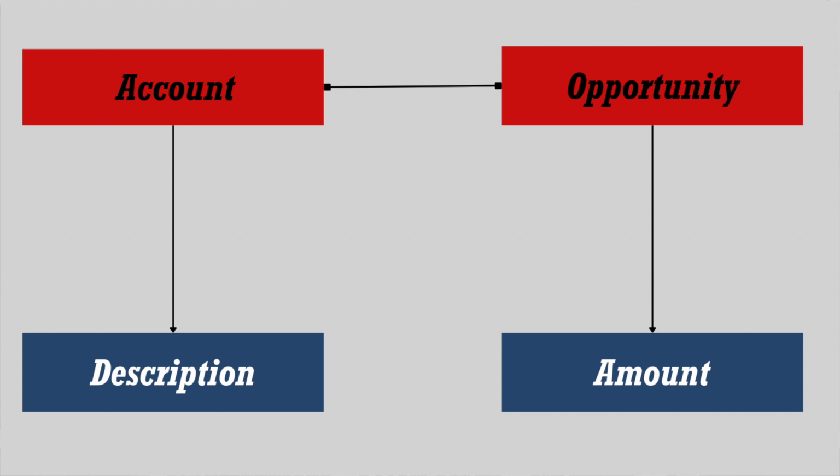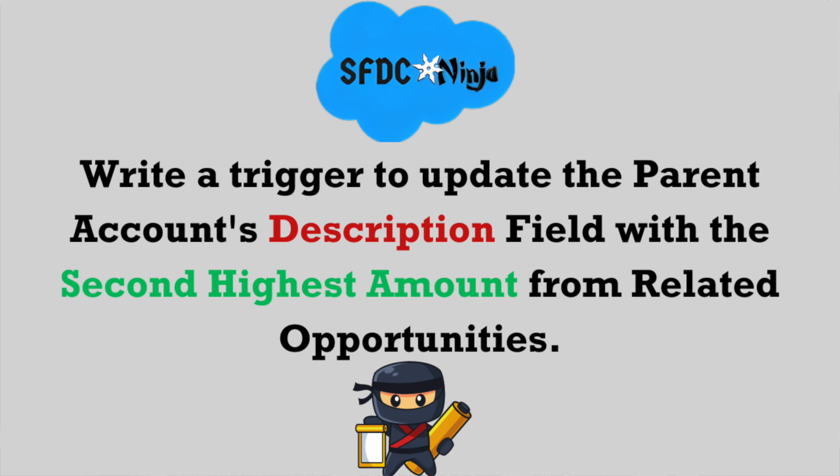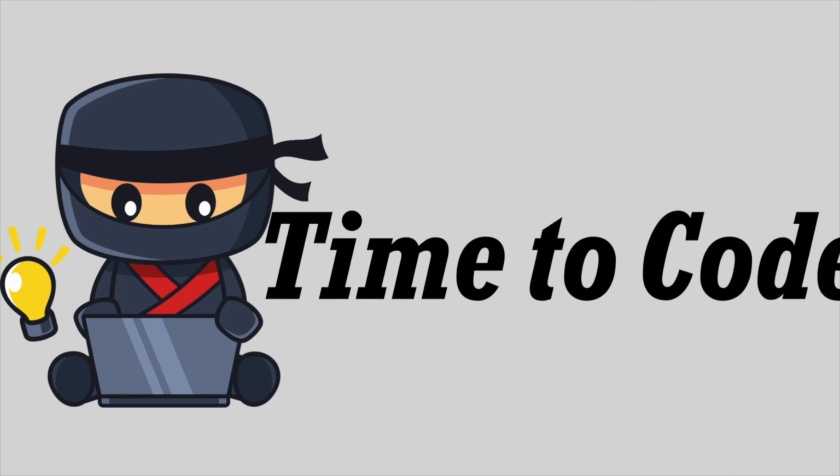Now let's understand the requirement. In today's requirement, we need to update the account's description with the second highest opportunity amount. Let's say we have an account record, and on that account record, we have different opportunity records. Amongst those related opportunities of that account, we need to find the second highest amount, and update the account's description with it. I hope you got the requirement.